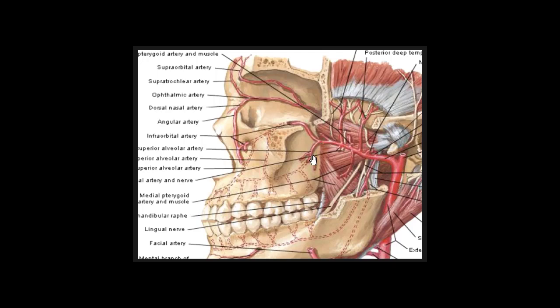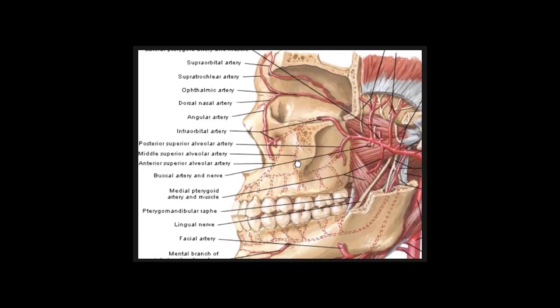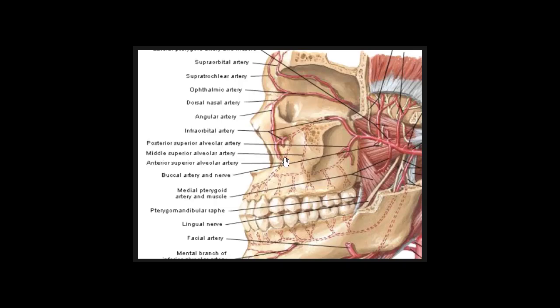This is posterior superior alveolar artery. This is middle superior, and this is anterior superior alveolar artery. These two branches originate from infraorbital artery. See, this is infraorbital artery, one of the branches of the third part of maxillary artery, and it has two main branches, middle superior alveolar artery and anterior superior alveolar artery. These two arteries together with posterior superior alveolar artery supply upper teeth.